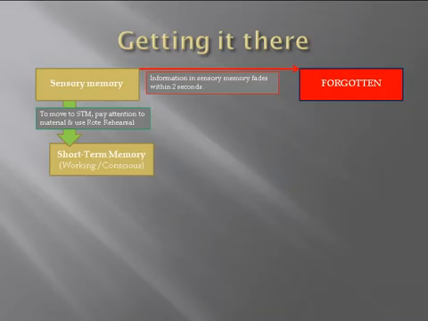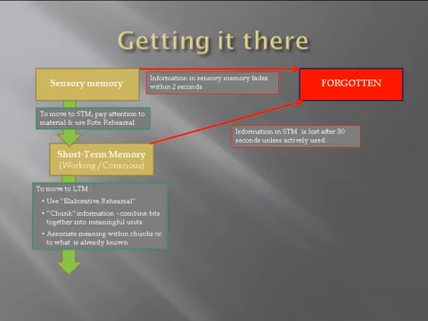That information then enters short-term memory, also known as the working memory or conscious memory. Information in short-term memory is lost after about 30 seconds unless it is actively used. The most efficient way to get information into long-term memory involves a process called elaborative rehearsal. In this process, information is chunked together to combine bits into more meaningful units, or the meaning is associated with other bits or chunks that have already been learned.